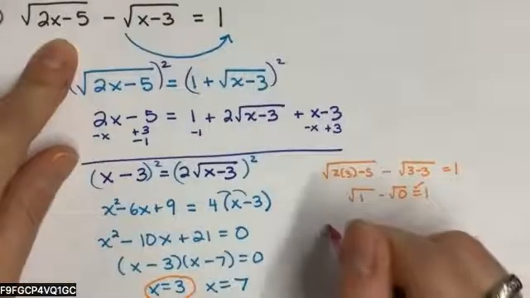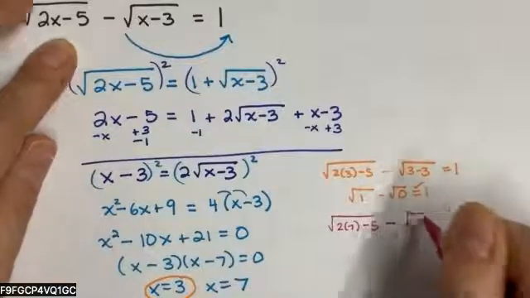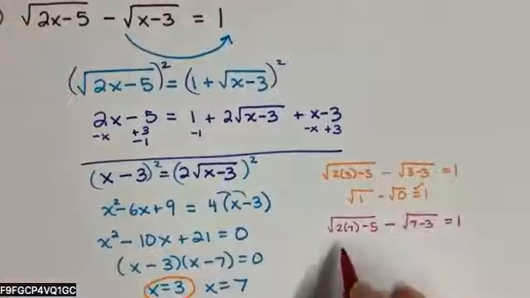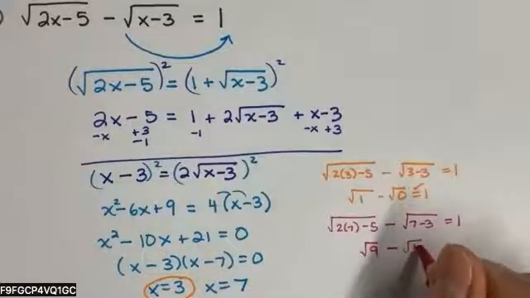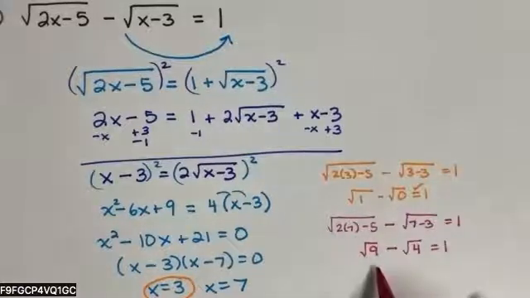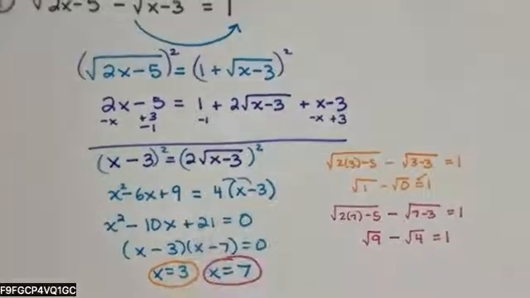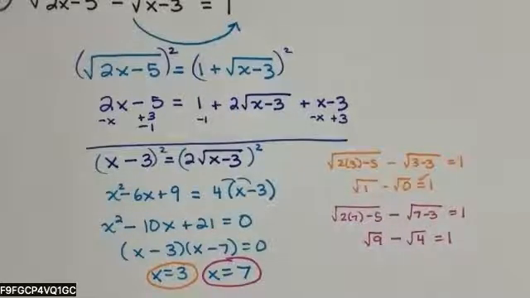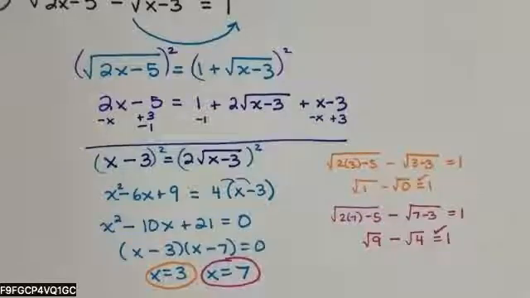Now let's do 7. The square root of 2 times 7 minus 5 minus the square root of 7 minus 3. Well, 2 times 7 is 14, minus 5 is 9. So I have the square root of 9. And 7 minus 3 is 4. Oh, hang on. Square root of 9 is 3. Square root of 4 is 2. 3 minus 2 is 1. They both work. So even though this one was kind of a pain, at least in the end, it turned out that both solutions were keepable. So it's not like we ended up having to throw away half of our good work.